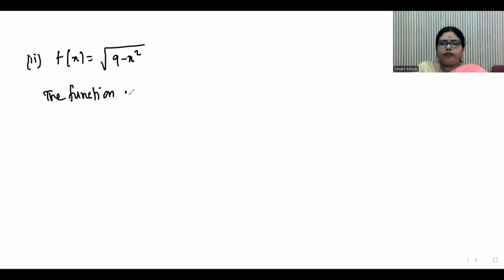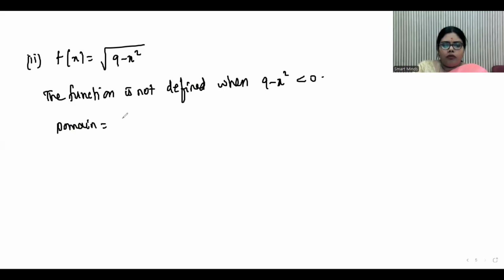Now let us see the second bit. That is f of x is equal to root over 9 minus x square. Now square root is defined only for non-negative numbers. So the function is not defined when 9 minus x square is less than 0. So domain is x such that 9 minus x square is greater than or equal to 0.